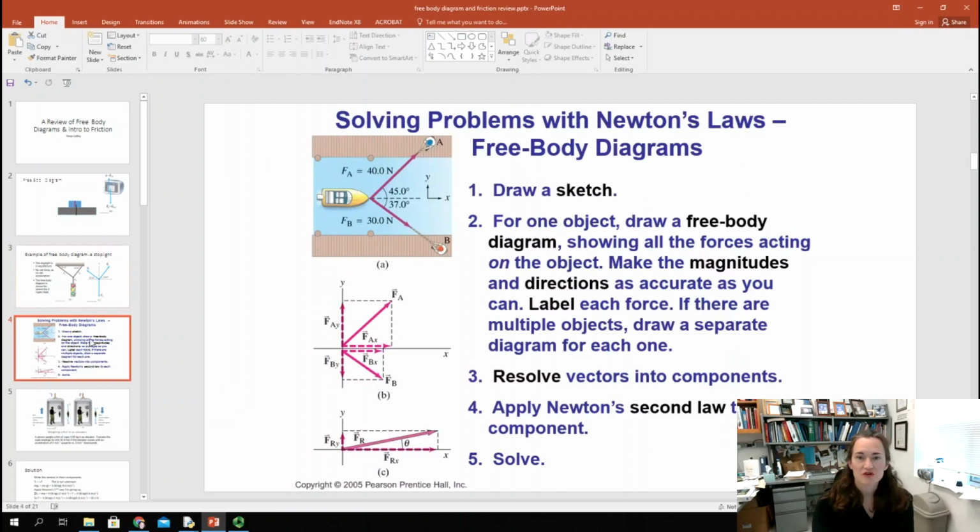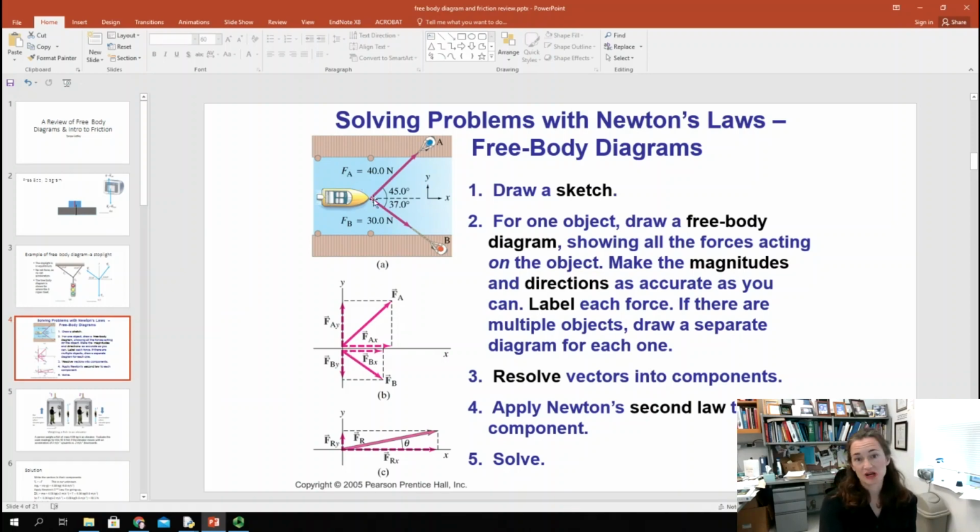Now, once you've got your free body diagram drawn, what you probably really ultimately want to do is to solve a problem involving the motion of that object. So although each problem is different and has its own little quirks and problems associated with it, the way to solve each one of these problems is really the same. So first you'll draw yourself a little sketch of any objects that might be associated with the problem. So for example, here there's a little boat. Okay, so there's a little boat. So you draw your little sketch.